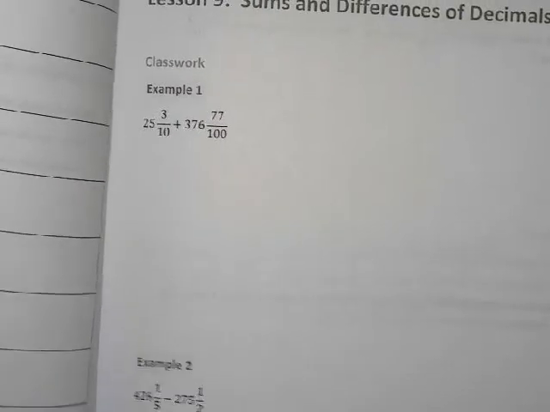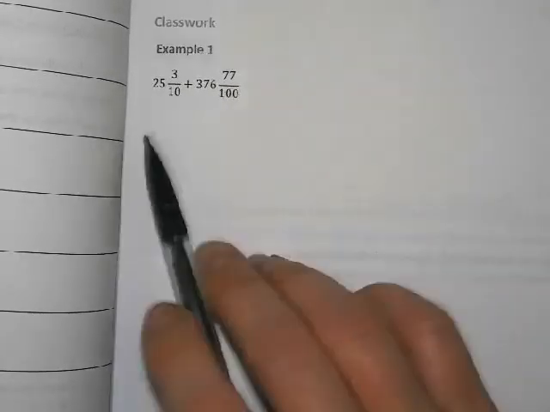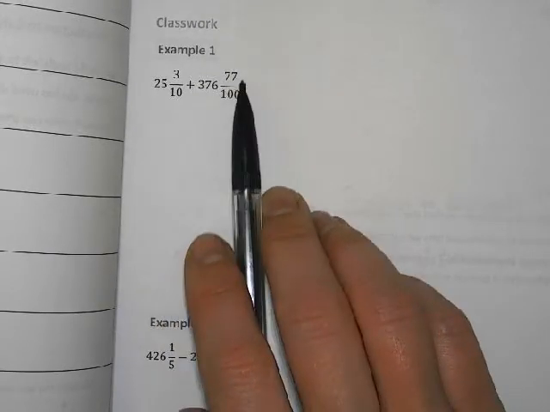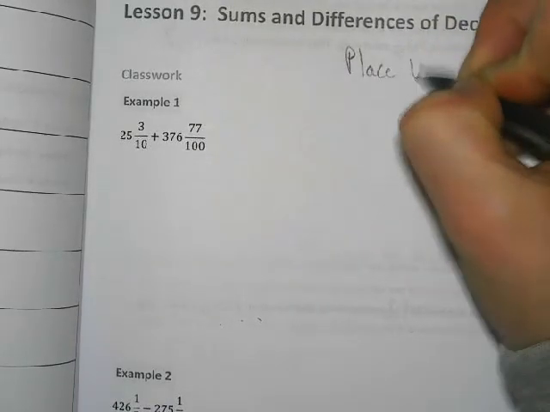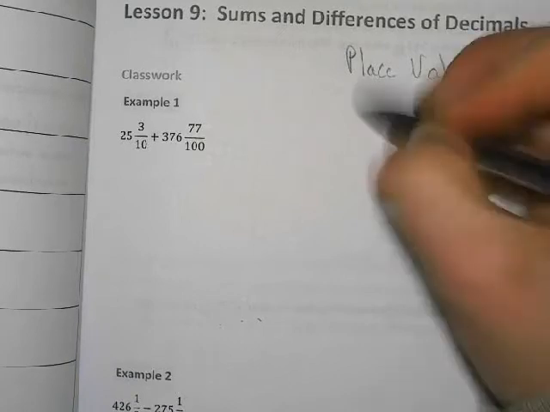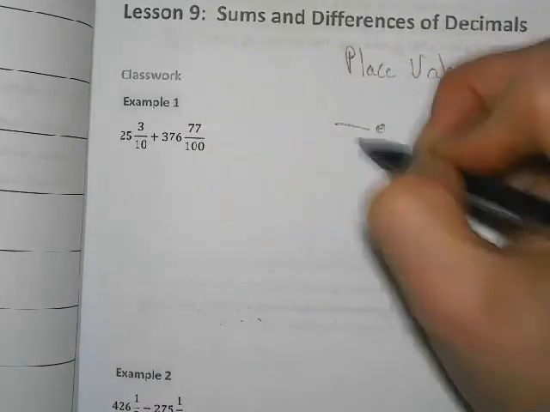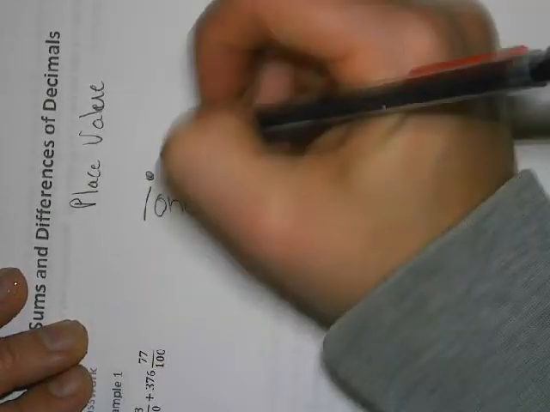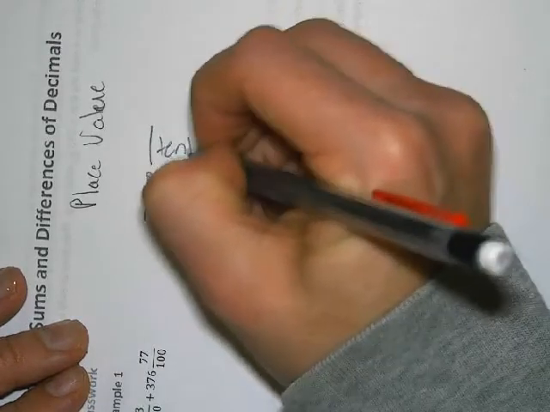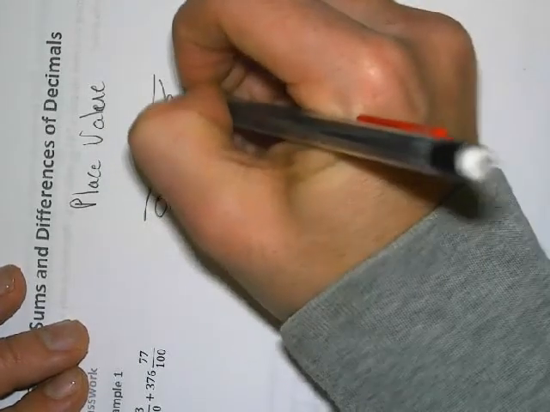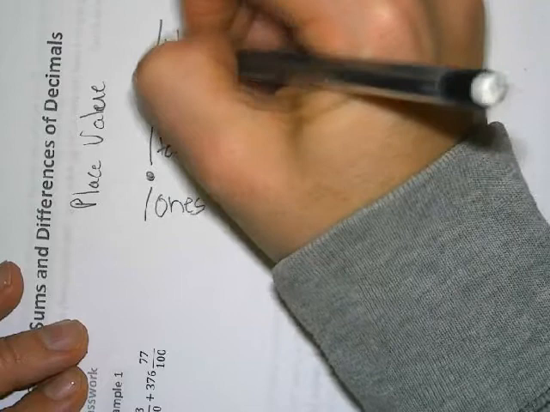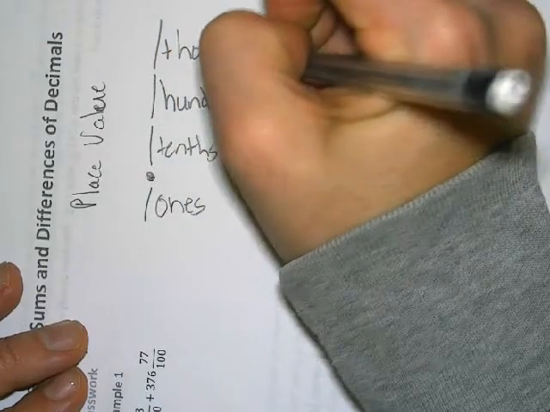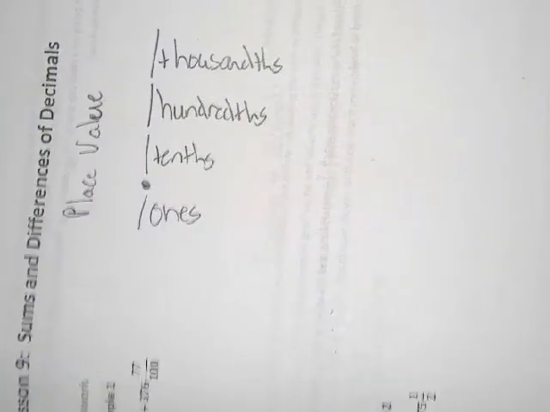Looking in the book, Lesson 9, you have 25 and 3/10 plus 376 and 77 hundredths. So let's go ahead and write the place values out here so that we remember them as we look at all of our numbers. So again, we have the ones place here. I'm going to turn it to the side. So we have the ones place. After the decimal, we have the tenths place. And then the hundredths place. And lastly, the thousandths. Please write that down so you have it as a reference.